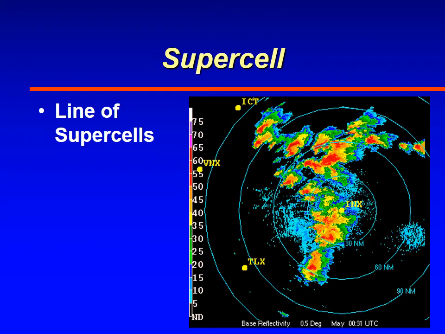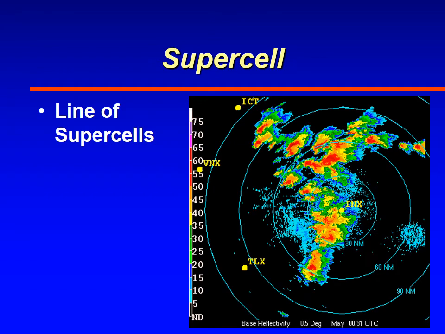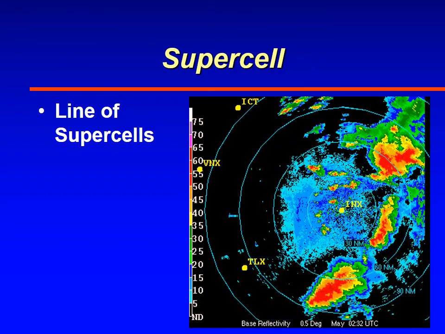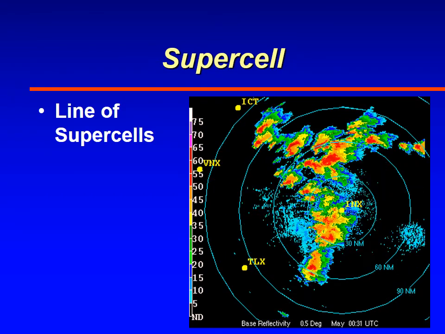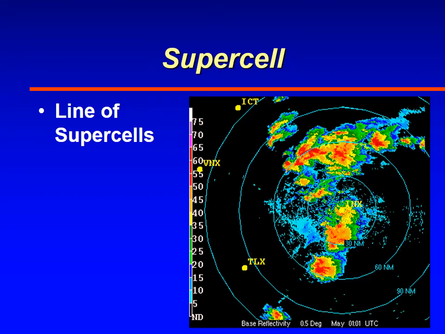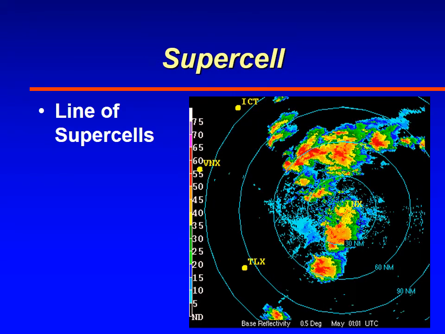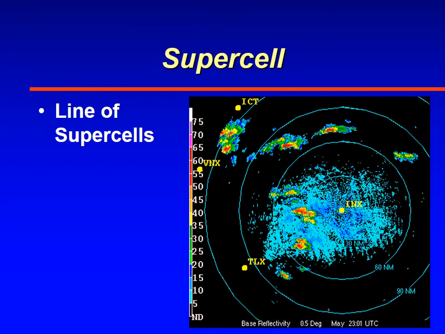You can also have a line of supercells, and that's what's shown here across Oklahoma. Also, we had a line of supercells come through eastern North Dakota in 2007. One of the storms hit Northwood and did quite a bit of damage. That was an EF4 tornado.